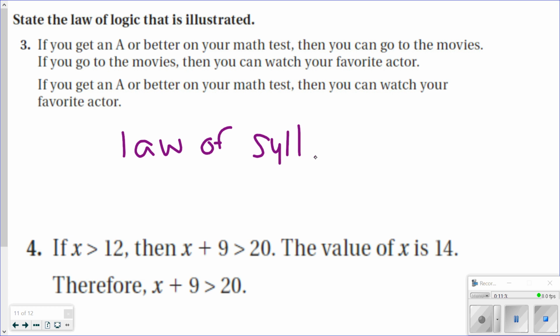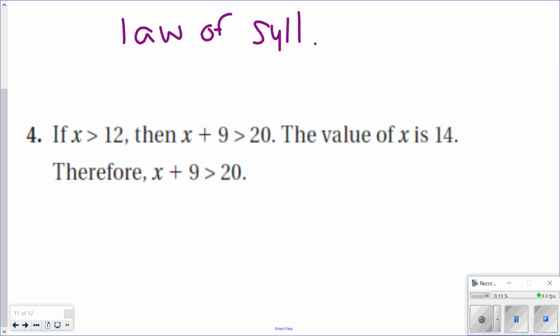All right, part 4. If x is greater than 12, then x plus 9 is greater than 20. The value of x is 14. Therefore, x plus 9 is greater than 12. Is that law of detachment or law of SIL? The answer is law of detachment.